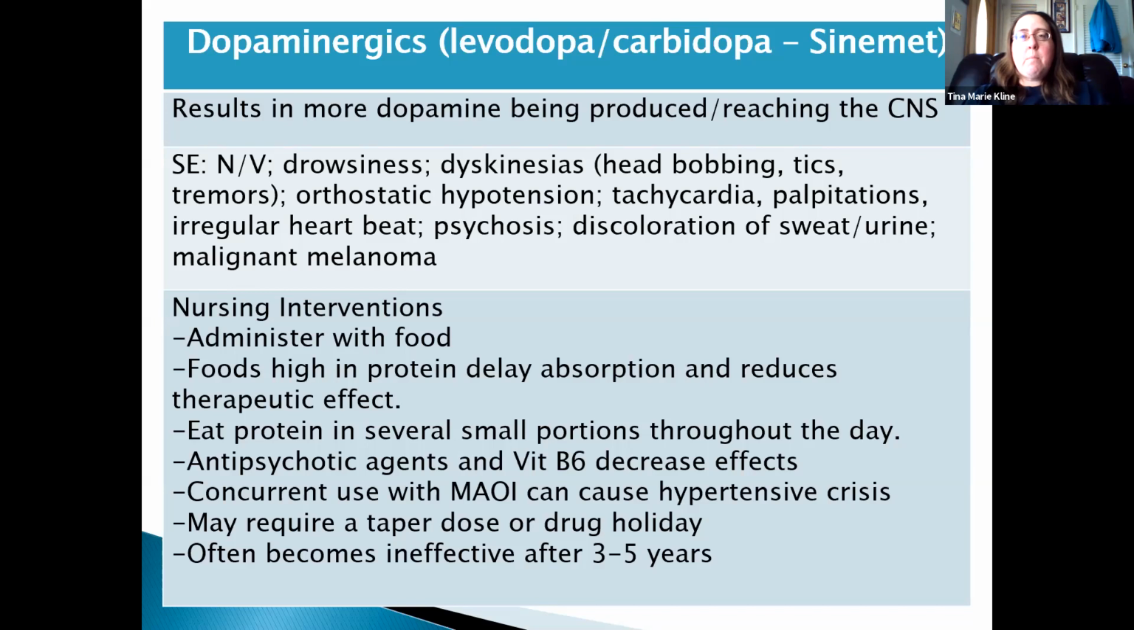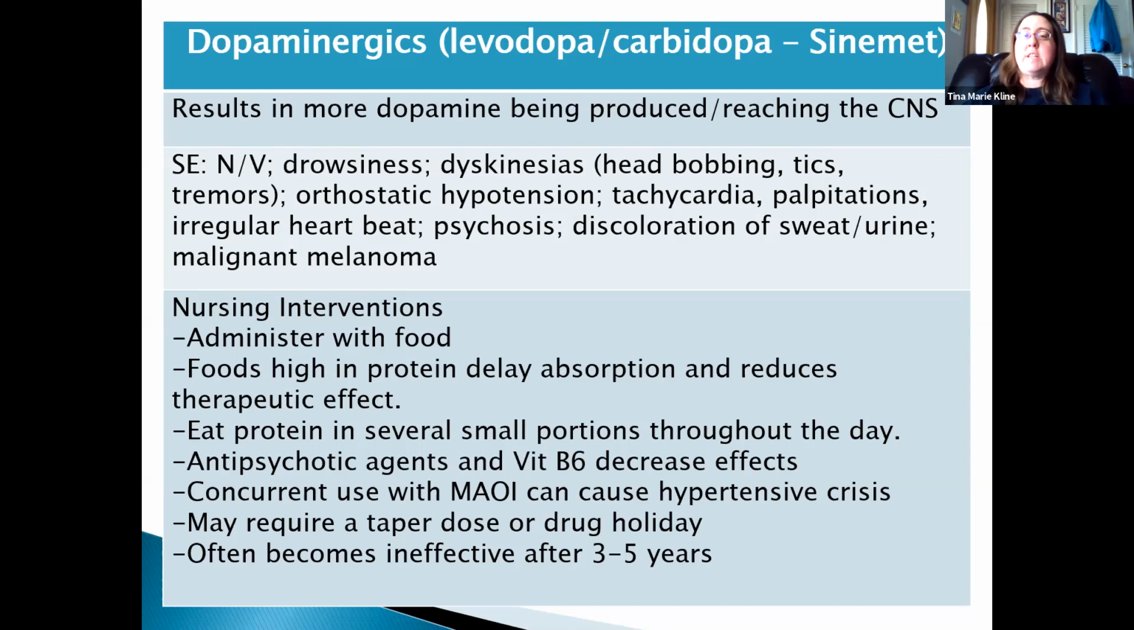So some things that are really important with the Sinemet, and it's very common that this will be spaced out throughout the day. A lot of times patients will get dosing, 4, maybe even 5 times a day. So you need to think about the timing of this, because if you're taking it at the same time as foods that are high in protein, it actually delays absorption and it can reduce the therapeutic effect. So I don't want to completely cut down their protein, because protein helps provide the building blocks that your body needs. But it's very important that that protein be spaced out throughout the day, several small portions.